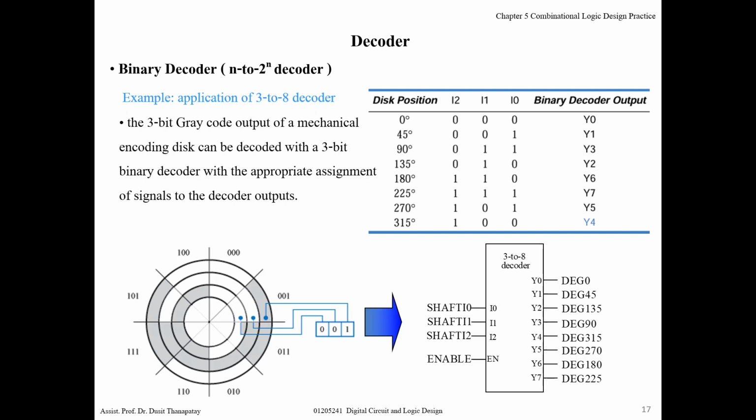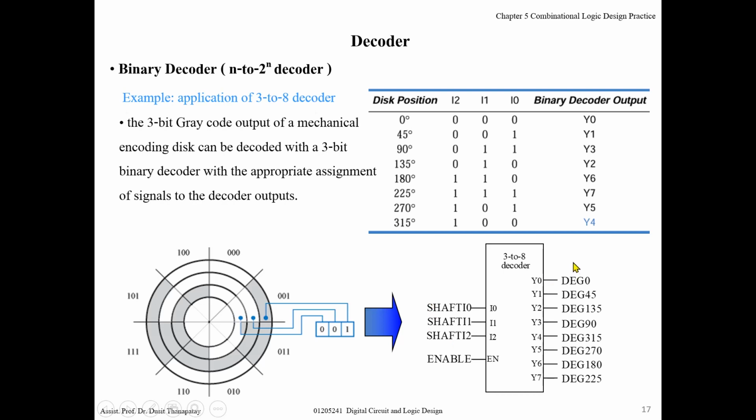This page just shows you gray code. Do you remember gray code? When you plan the disk, you may have some sensor to detect the light, whether it is transparent or not. For this one, your output may be in gray code, but you can consider it similar to the binary code.